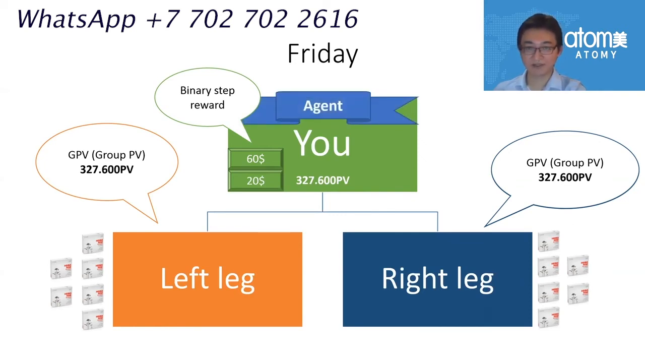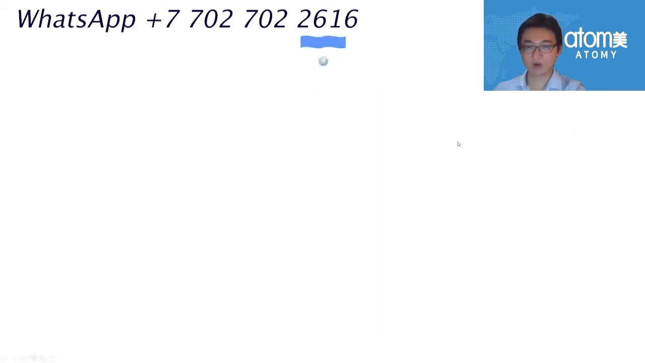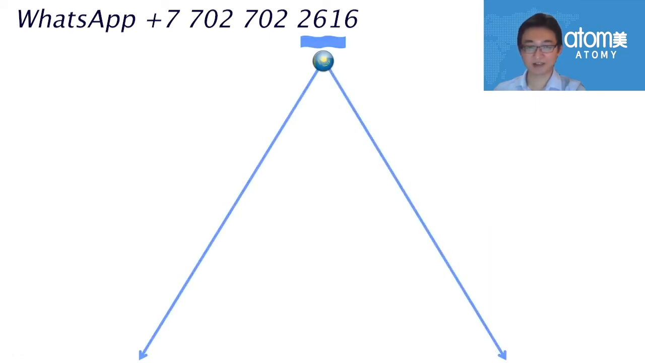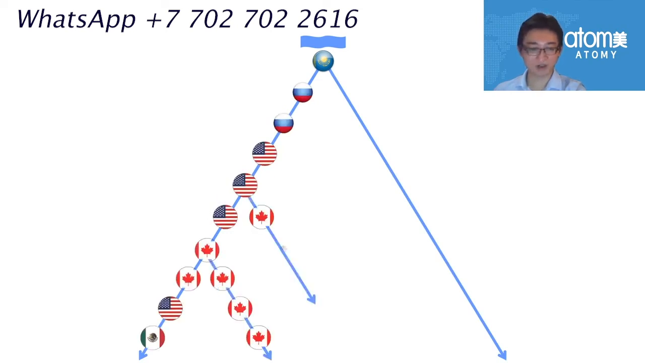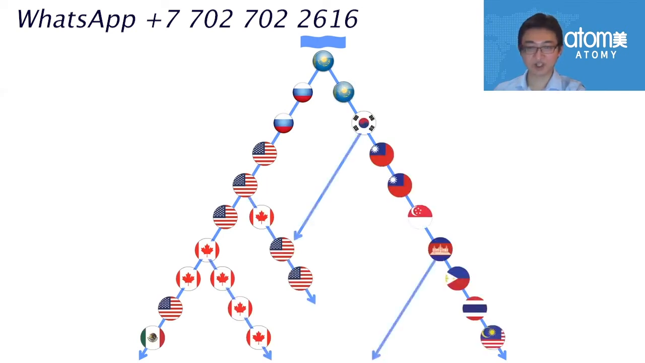Okay, let's take a look at another scheme to make it more understandable. So let's say that's you, and this is your left leg, and this is your right leg. And you can register different partners from different countries to your left leg and to your right leg. And also your partners can register other partners. So let's say this is your international structure with partners all over the world, from USA, Canada, Russia, Kazakhstan, Korea, Cambodia, Taiwan, and etc.